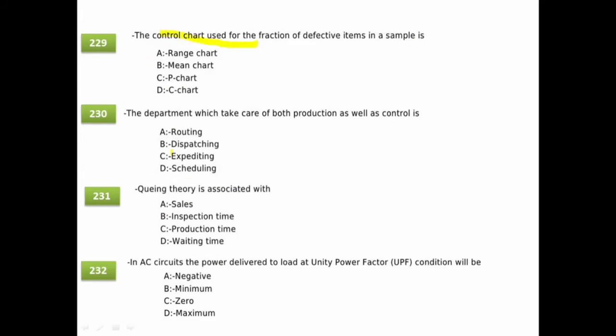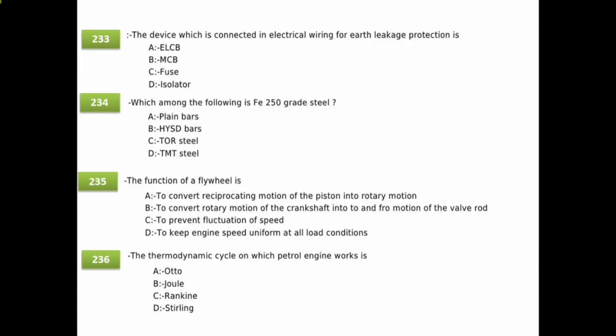The control chart used for fraction of defective items in a sample is P chart. Department which takes care of both production as well as control is scheduling. Queuing theory is associated with waiting time. In AC circuit, the power delivered to load at unity power factor condition will be maximum. The device which is connected in electric wiring for earth leakage protection is ELCB.